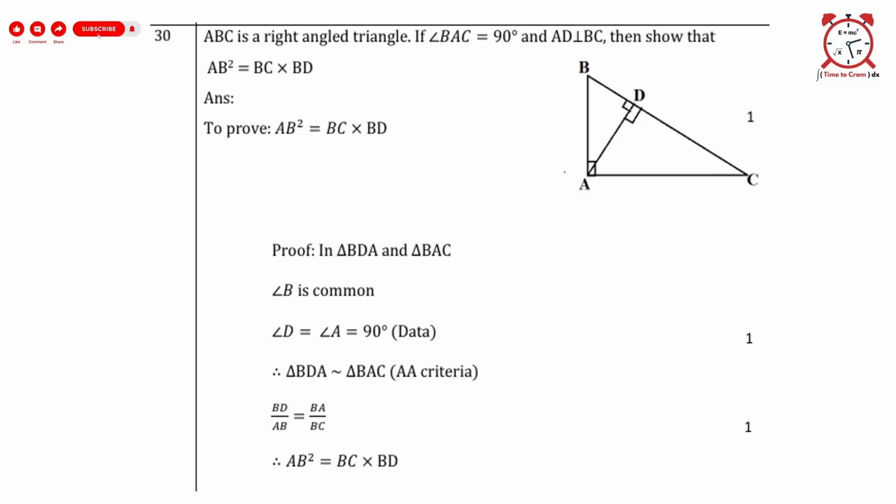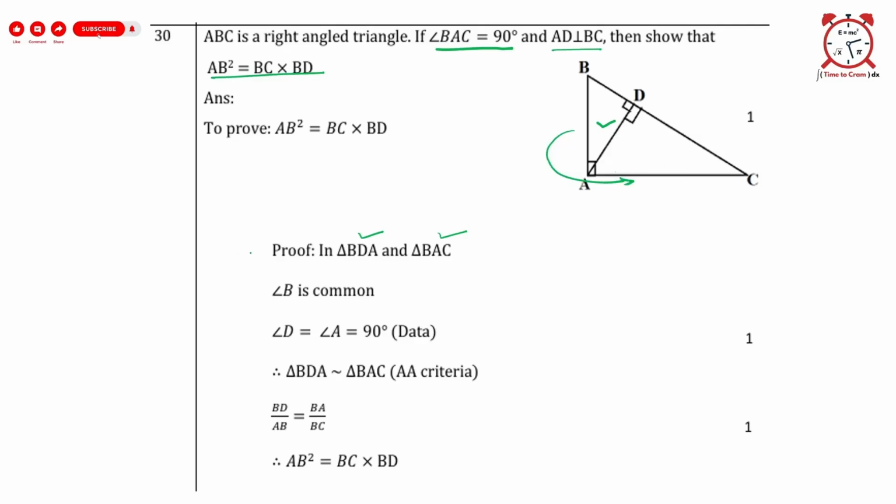Now question number 30, ABC is a right triangle. Here angle BAC equal to 90 degrees, and AD perpendicular to BC. Then show that AB square equal to BC into BD. So to prove this, we will prove BDA and BAC similar triangles. BDA means this triangle and BAC means the entire main triangle.